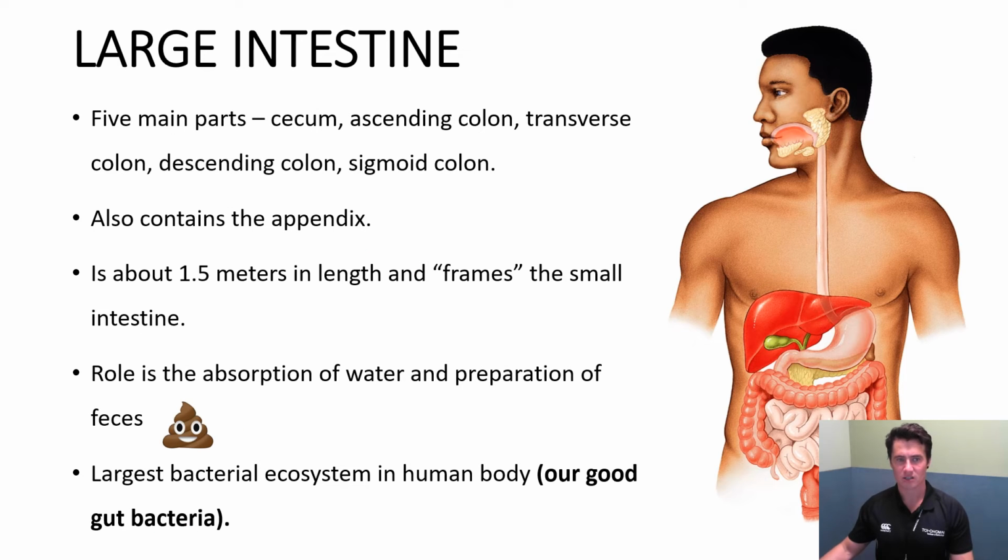Large intestines, we have 5 main parts here: cecum, ascending colon, transverse colon, descending colon, sigmoid colon. The ascending, transverse, and descending explain like up, across, down. Cecum is at the start and sigmoid is at the end. You've also got a little finger-like extension that is your appendix.